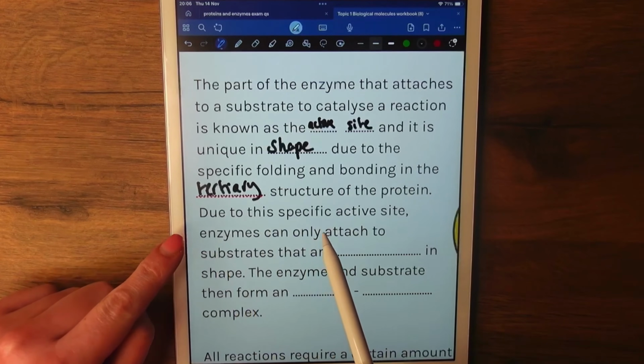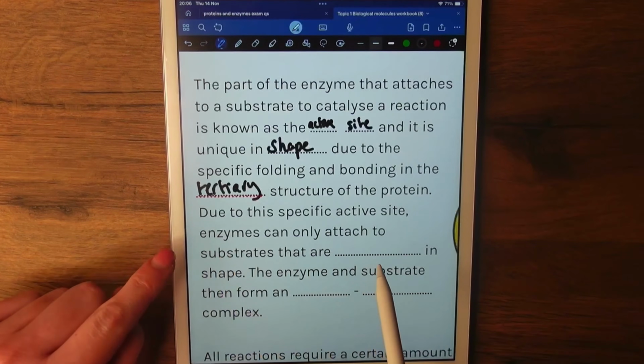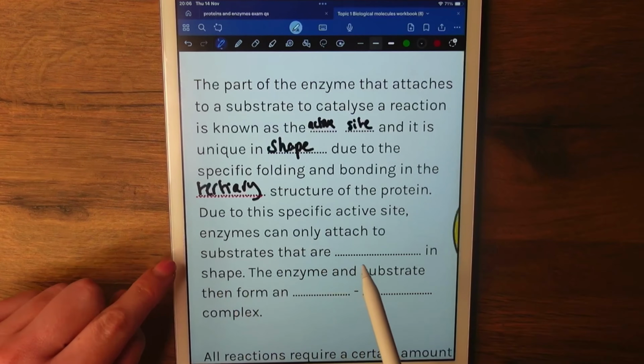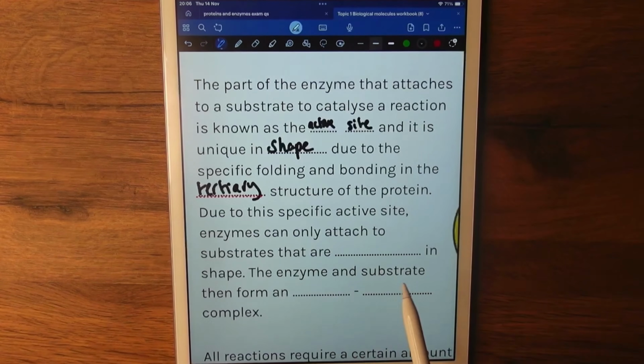So due to this specific active site, enzymes can only attach to substrates that are something in shape. So something in shape, what do we reckon it should be?